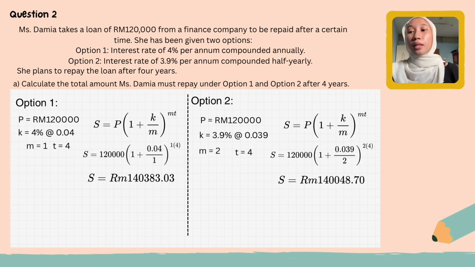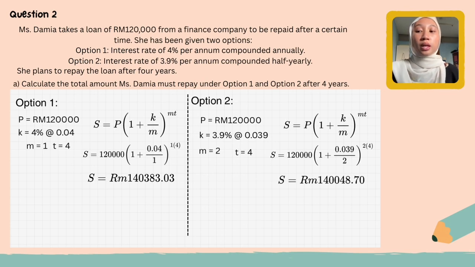Question 2. Miss Damia takes a loan of 120,000 ringgit from a finance company to be repaid after a certain time. She has been given two options. Option 1, interest rate of 4% per annum compounded annually. Option 2, interest rate of 3.9% per annum compounded half yearly. She plans to repay the loan after 4 years. A. Calculate the total amount Miss Damia must repay under option 1 and option 2 after 4 years.